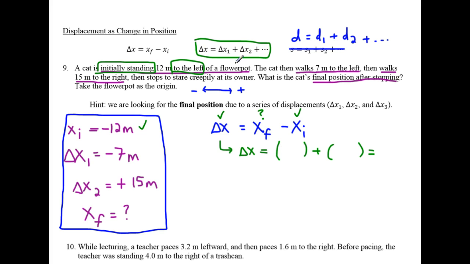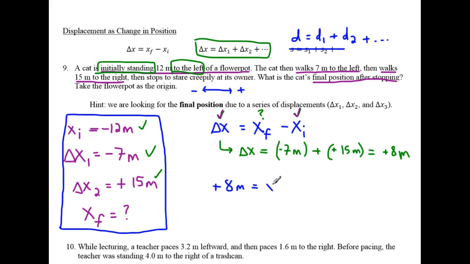So what's the first displacement, delta x1? It's -7. What's the second displacement? It's +15. -7 and +15 make a +8, like that. So now I know delta x, I know this, I know x initial, and that's great because I only have one unknown in the equation. To solve the equation, you can only have one unknown. So let's plug in the values. Delta x we found was +8 meters.